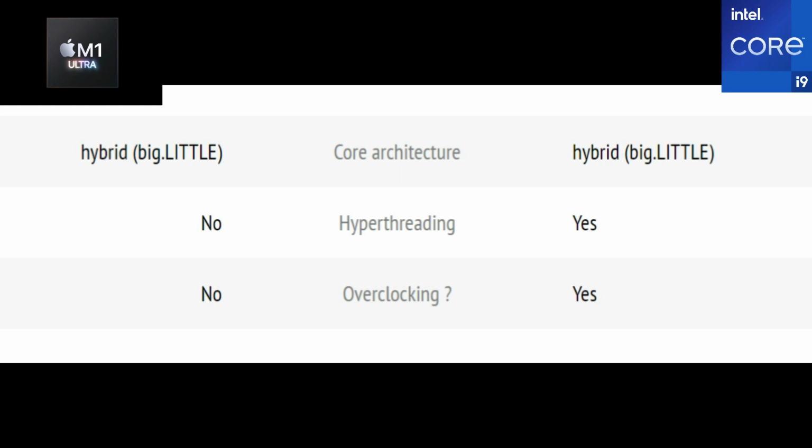So talking about hyperthreading, we get hyperthreading on the Intel i9 processor, whereas we don't have hyperthreading on the Apple M1 Ultra. Talking about the overclocking, yes, we definitely can overclock the Intel i9 processor, but on Apple M1 Ultra, we just can't do that. As of now, there are no reports of overclocking this processor, that's for sure.